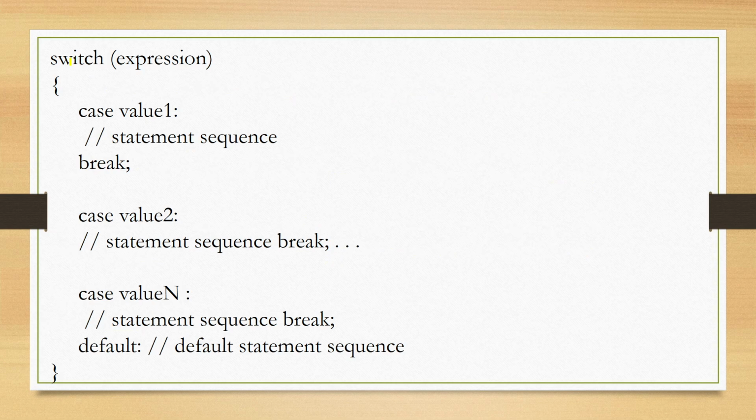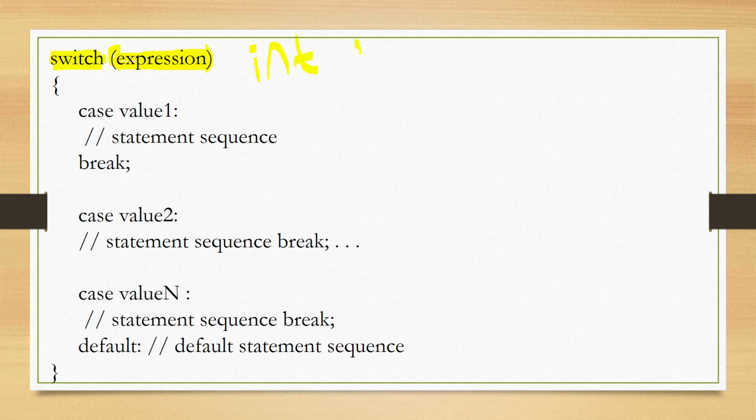Now we will see the syntax of switch. Here we have the switch keyword. We have to write the switch keyword first, then the opening parenthesis, then the expression, and then the closing parenthesis. This expression must be a constant value, and these values will be checked and these cases will be executed. Let's say the expression here is an int variable.